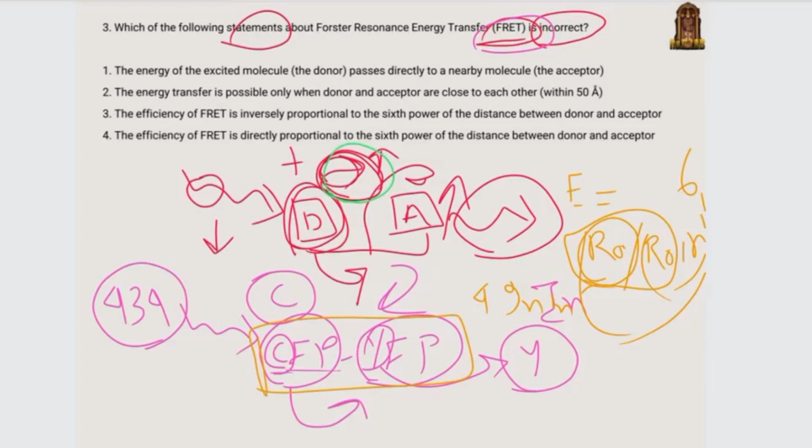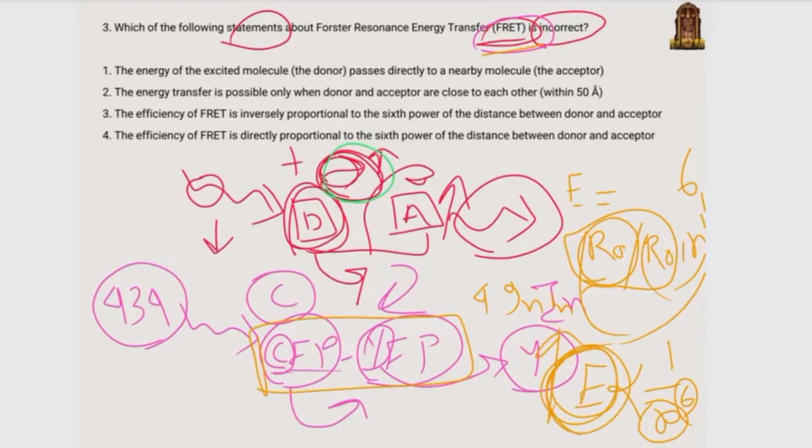So the efficiency is inversely proportional to R to the power 6. The efficiency of this FRET activity will get higher when they come close together. So when the distance is very small, then its efficiency will be very high.